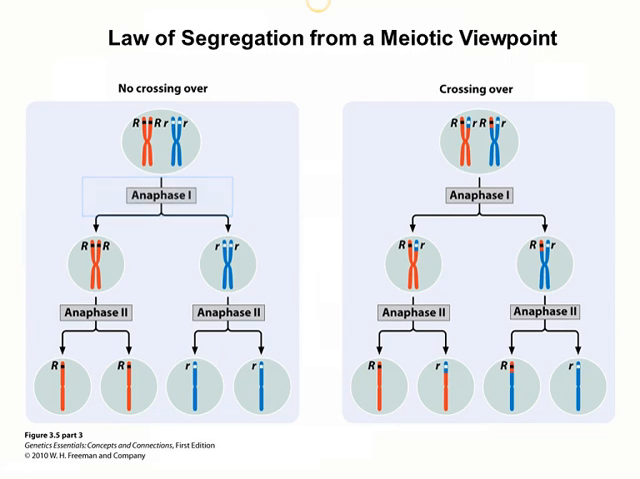The only exception to that is if there is a crossover involving that gene, then technically the moment of segregation would be found in anaphase 2, as you see here. Okay, but as a rule, we're going to say that anaphase 1, the pulling apart of the homologous chromosomes, really defines, for the most part, the separation of the 2 different allele types.